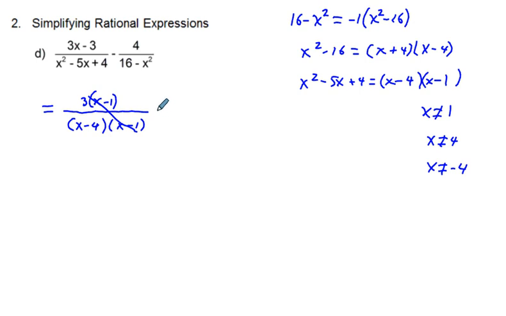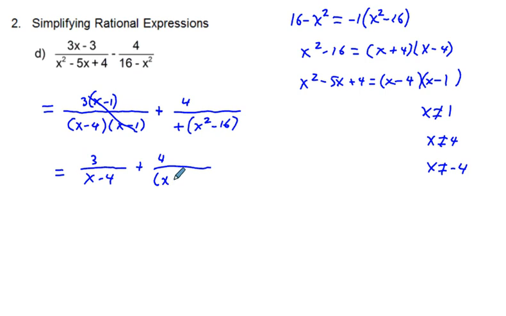And then we're going to have minus 4 over negative, because we have this negative here, I'm just going to rewrite this as x squared minus 16. And our minus signs will cancel each other here. So I'm going to continue to work below. We're going to have 3 over x minus 4 plus 4 over quantity x plus 4 times quantity x minus 4.